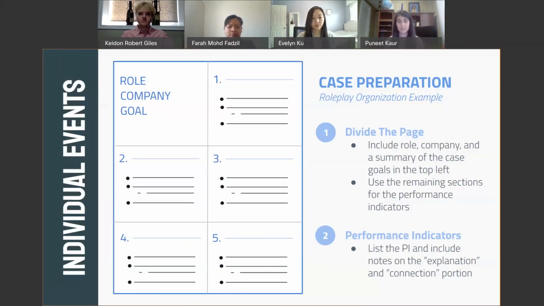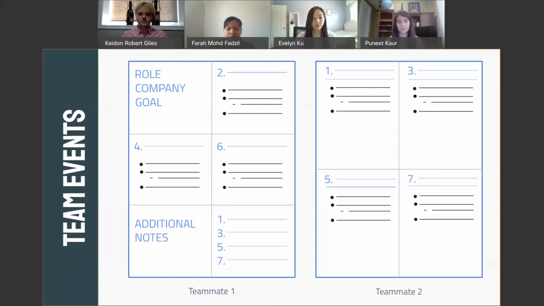Sometimes you're going to find yourself spending a while trying to explain the PI to the judge. But if you can hear yourself rambling or just going on that one specific topic, try to take a breath and stop and refocus on how that PI ties to the case. So this is for individual events, but then there's also a different scenario for team events.